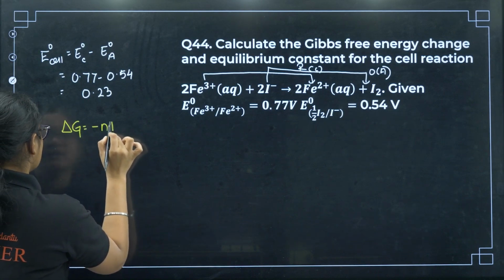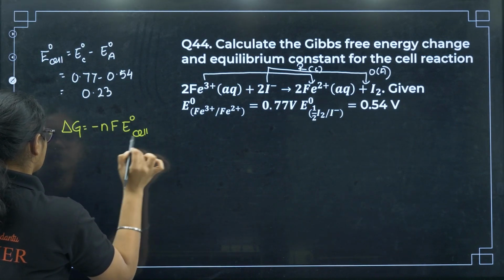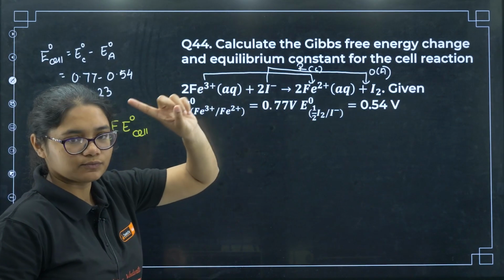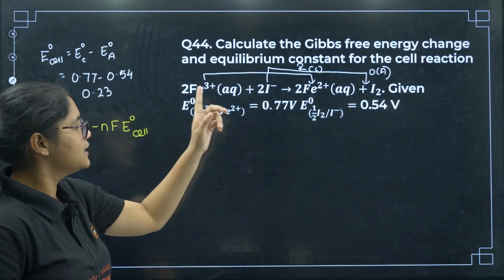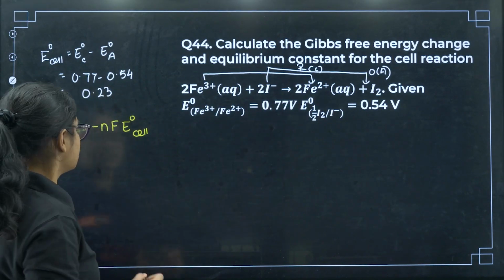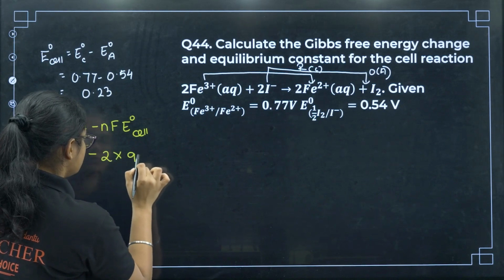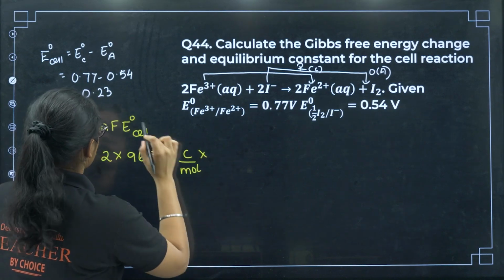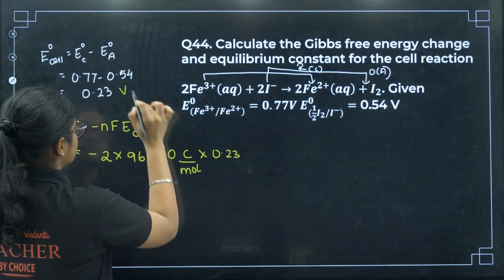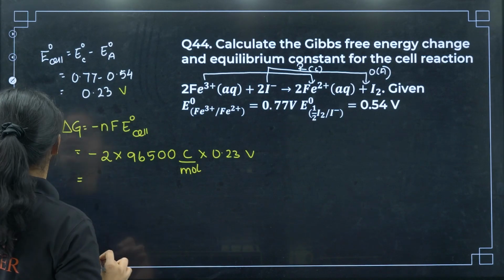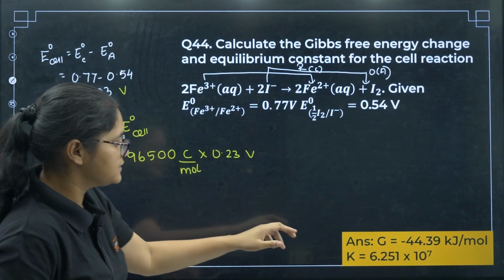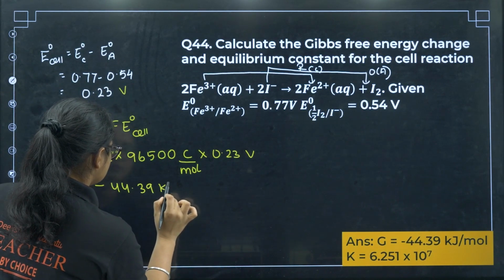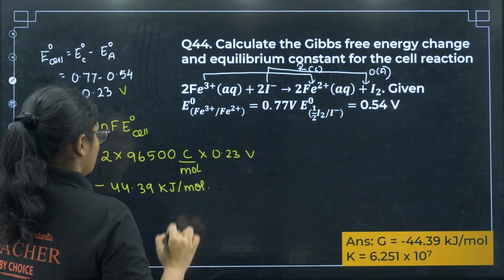that is equal to minus nF E naught of the cell. Now if I want to substitute the values here, you can see Fe3+ to Fe2+ is 1 electron, but we have 2 Fe, so 2 electrons. Similarly, I minus to I2 also 2 electrons, so the n value is 2. F I know is 96,500 coulombs per mole, and E naught of the cell I got is 0.23, unit should be written volt. Now if I solve this, I'll get the delta G value as minus 44.39 kilojoule per mole. Okay, this is done.